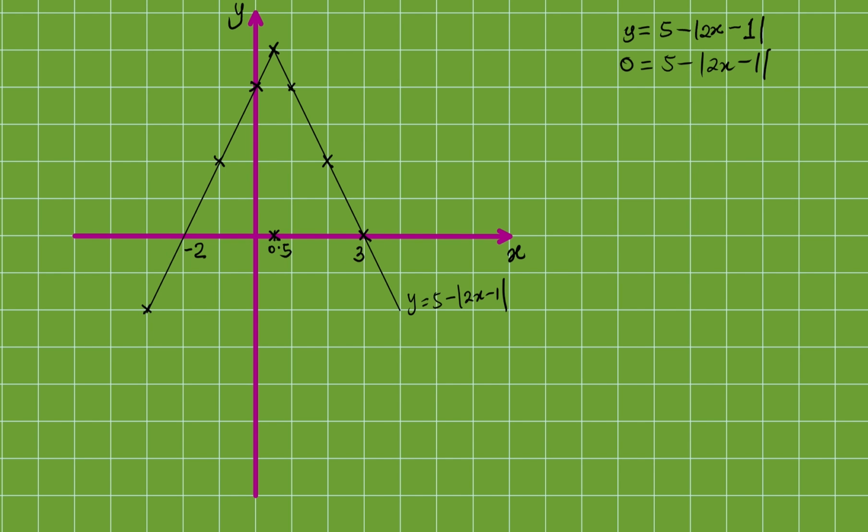Now, you will have |2x minus 1| equal to 5. Algebraically, this means that 2x minus 1 equals -5, or 2x minus 1 equals 5. And after solving, I get x to be -2 or x to be 3, which is exactly what we have there.